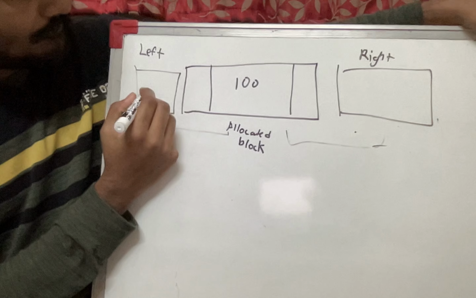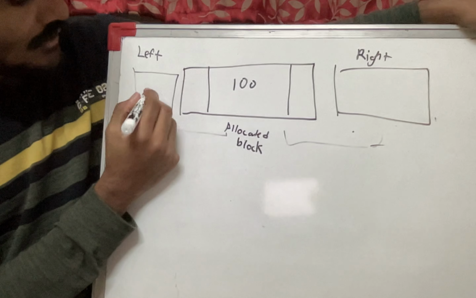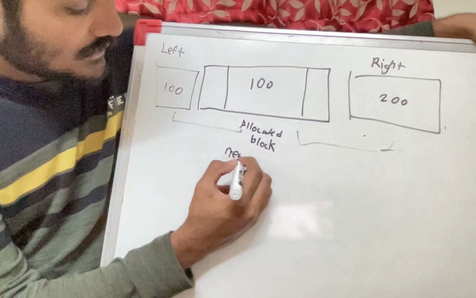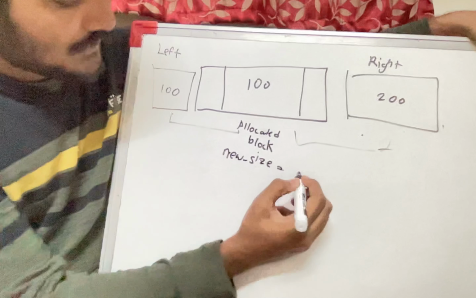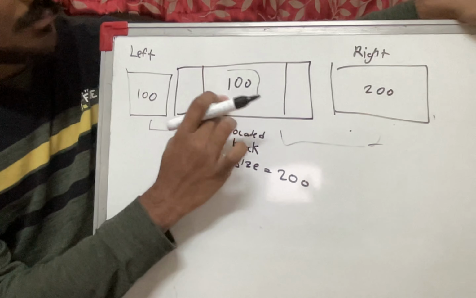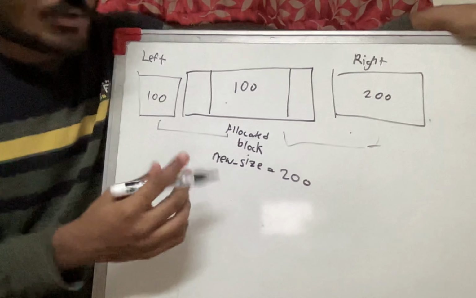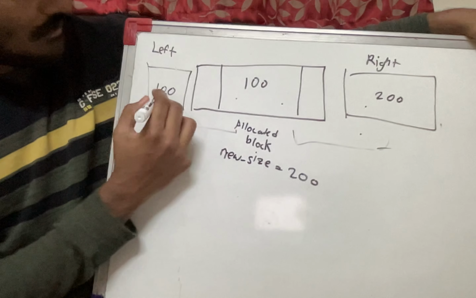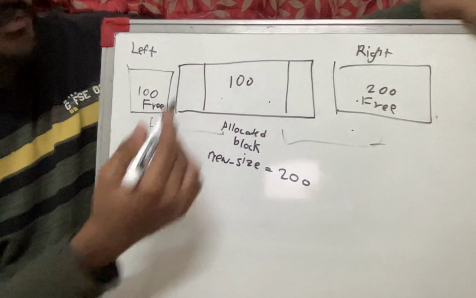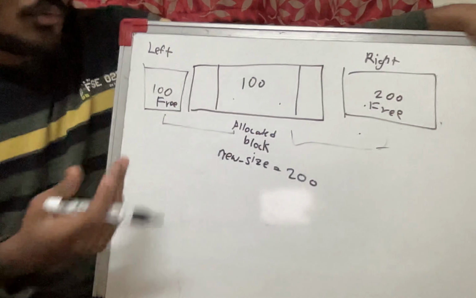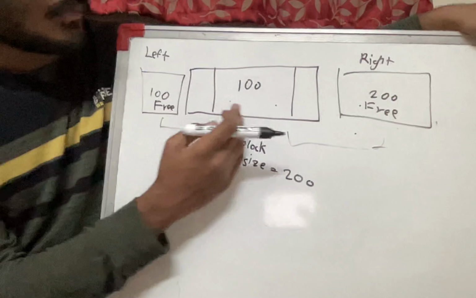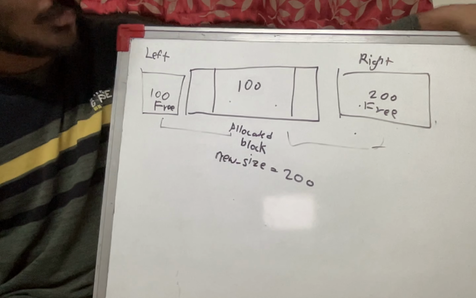So let's say this is 100 bytes and this is 200 bytes. And the new size that we want is, let's say, 200 bytes. So I have to convert this 100 byte block into a 200 byte one. Well, one option is to merge these two if both of them are free. So I'll write over here, this is a free block and this is a free block. If both of them are free, then we can go with either one. If we go with this one, then 100 plus 100 is 200. If we go with this one, then 100 plus 200 is 300, right?